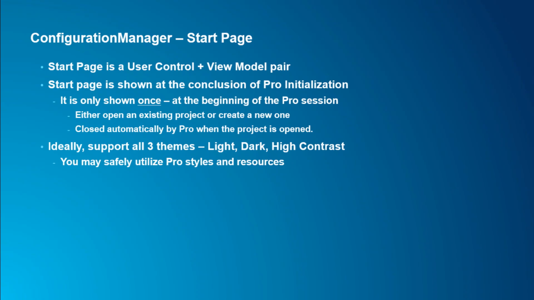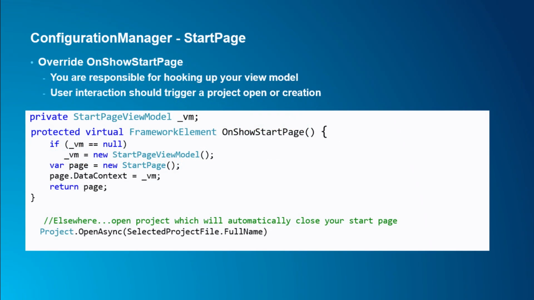Now, at 1.4, we have 2 new themes, dark and high contrast. So if you do customize the start page, then ideally you actually support all 3 themes: light, dark, and high contrast. By the time your start page is called, the Pro resources have been loaded, so you can style it using the Esri styles, brushes, and colors. Not a problem for your start page.